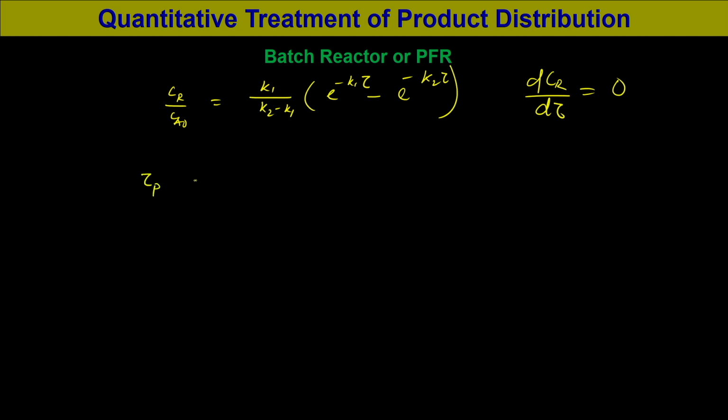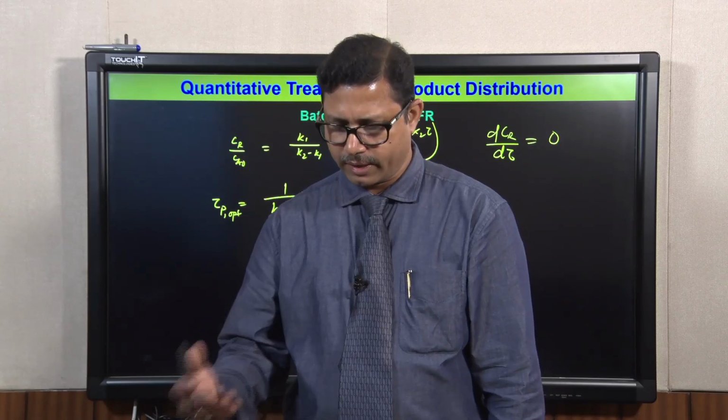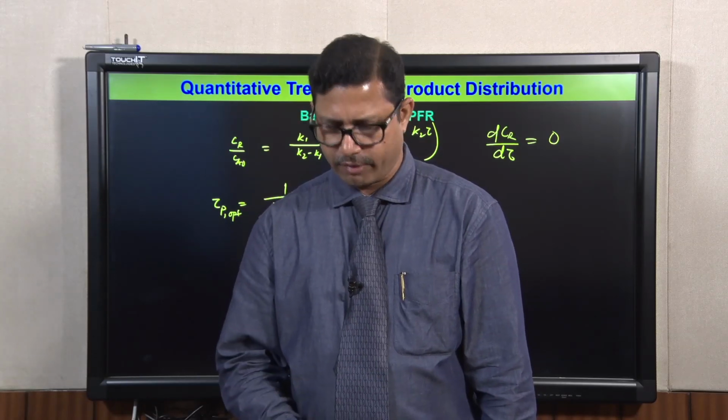tau p, the optimum tau p, is equal to 1 by k log mean, which is equal to ln k2 by k1 divided by k2 minus k1. So, this we have already done while doing the single reaction for PFR in our analysis of the kinetic data for batch reactor or PFR.